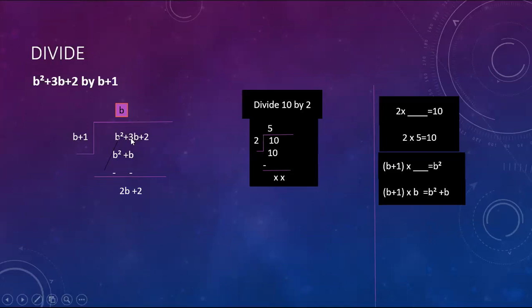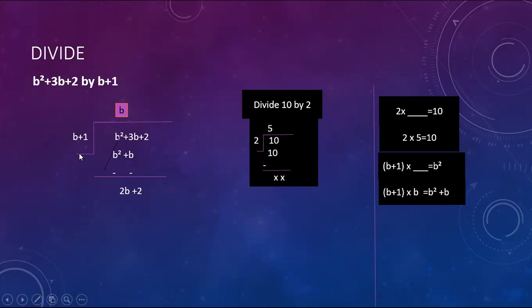Now 3b minus b. When we subtract b from 3b, that means 3 minus 1 is 2, and b is copied as it is. Now what about this 2? We copied 2 here. Plus 2 is there, so we have copied plus 2 as it is.